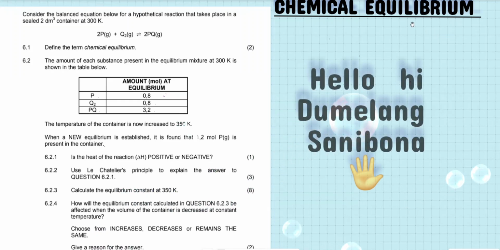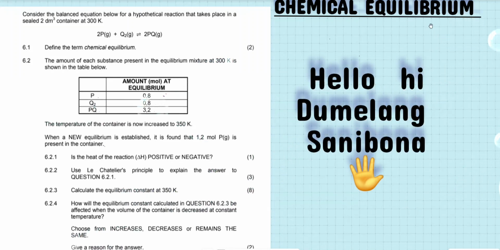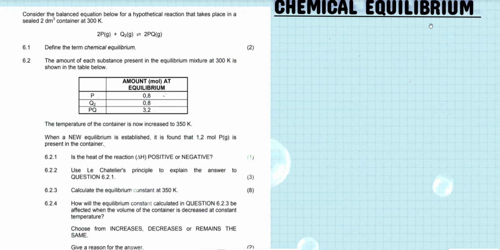Hello guys, in this video we are doing a question for chemical equilibrium, which is for the reaction of P and Q to form PQ. So the question reads, consider the balanced equation below for a hypothetical reaction that takes place in a sealed 2 cubic decimeter container at 300 Kelvin. We have our reactants P and Q2, and to form PQ as our products.